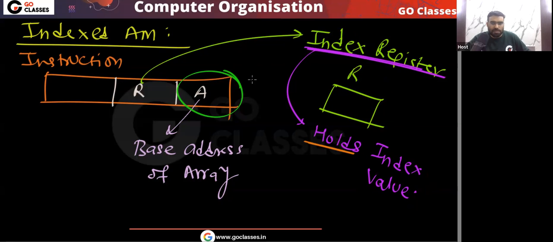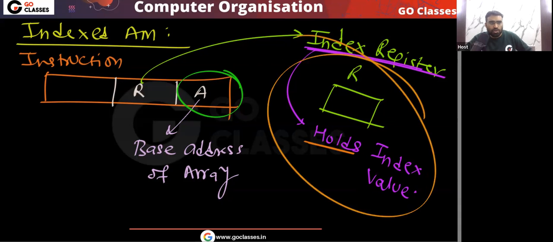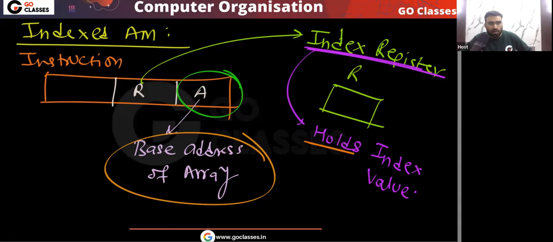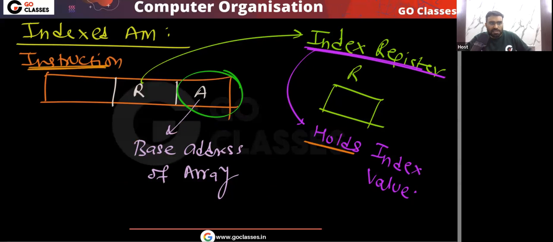The concept is very simple. The index value you can change; you can increment it, you can decrement it, you can keep changing it. But the base address you will keep fixed. So that is the reason. In the instruction, we will put the base address of the array. And in the index register, you will put the index value. This R is your index register.